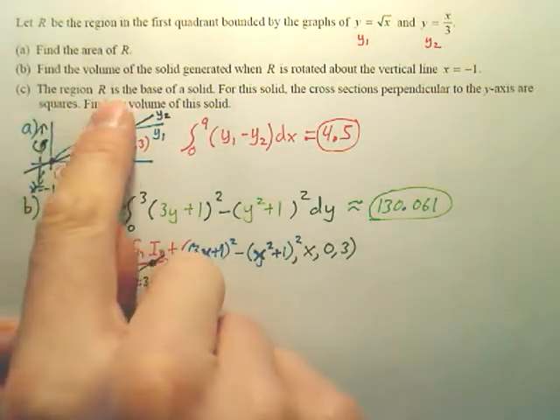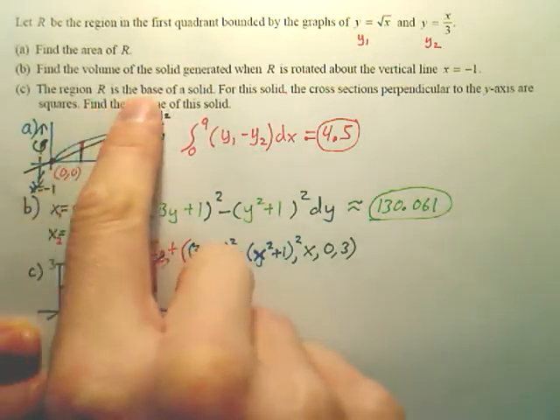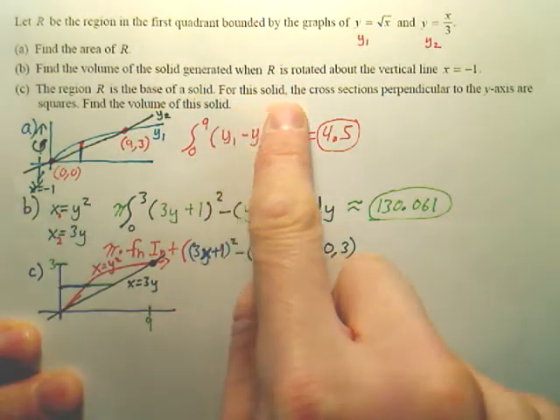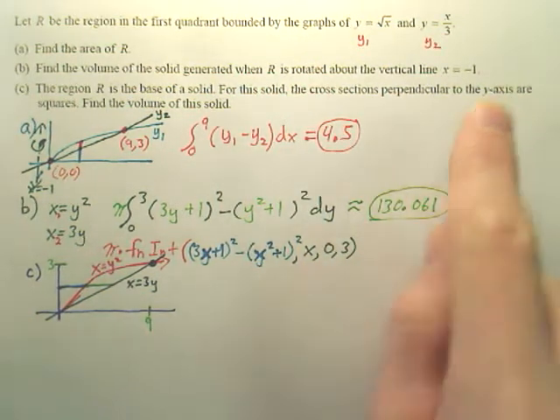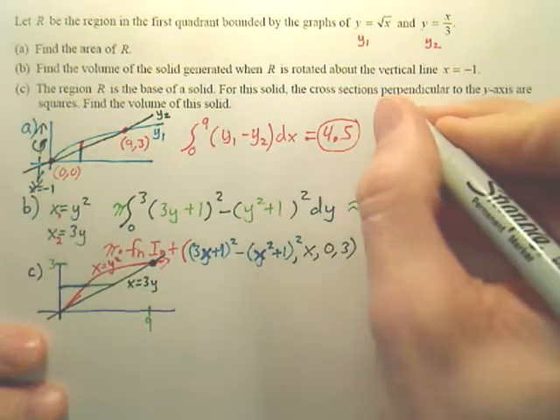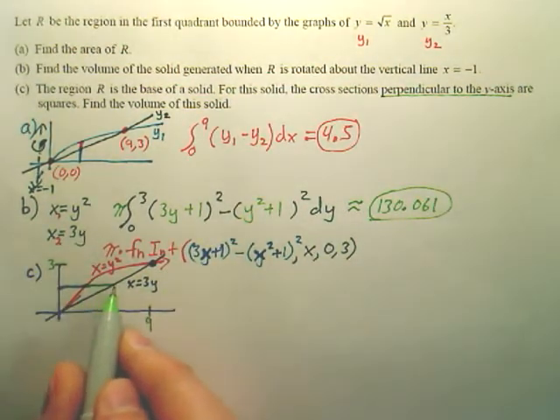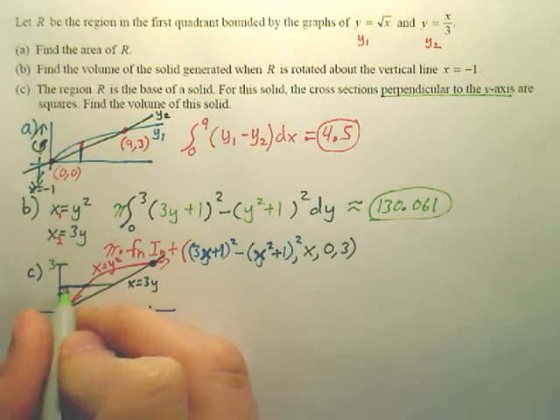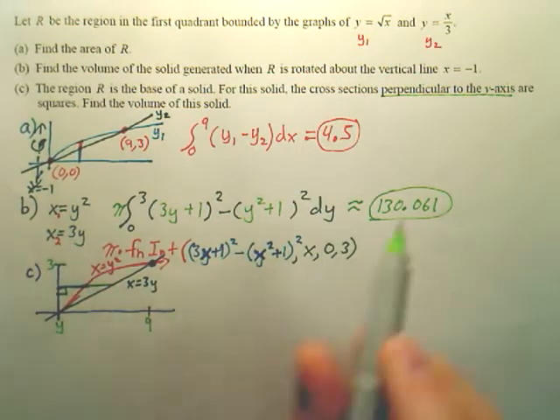For the region R, which is right in the middle here, the base of a solid, for this solid, the cross sections perpendicular to the y-axis. So if they're perpendicular to the y-axis, these lines right here are the lengths. Perpendicular means 90 degrees to the y-axis. This right here is the y-axis.